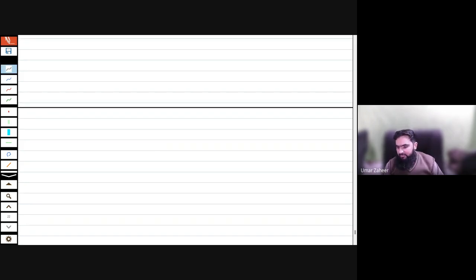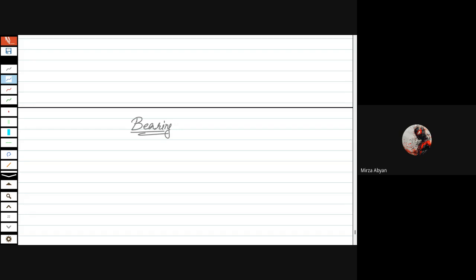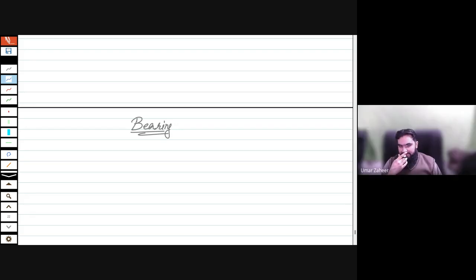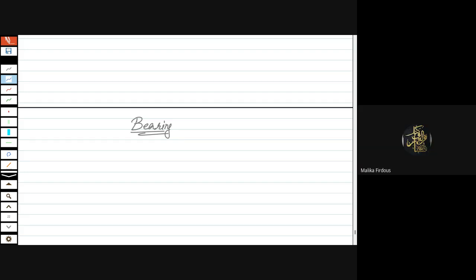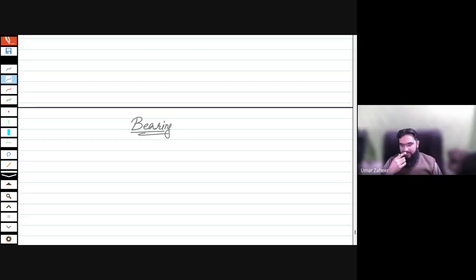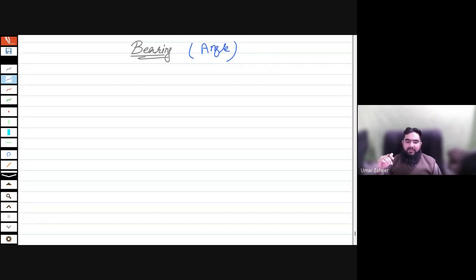Yes, anyone have the idea what is bearing? So is there like some kind of north line or something? Yeah. Okay. Dot line. Any other one? Angle from the north. Yeah. Angle from north. More accurate. So bearing is not a new thing. Bearing is just a simple angle that we use to locate the position.